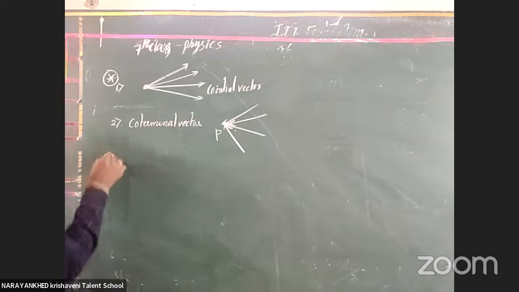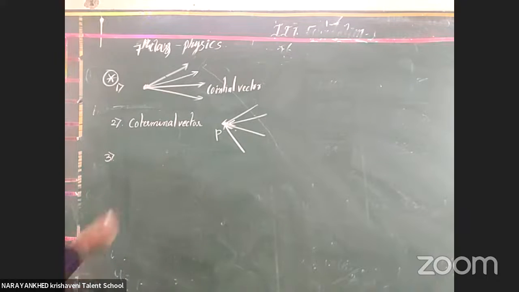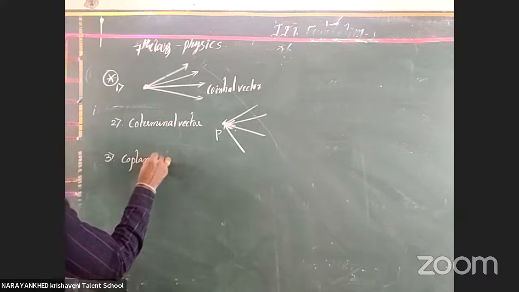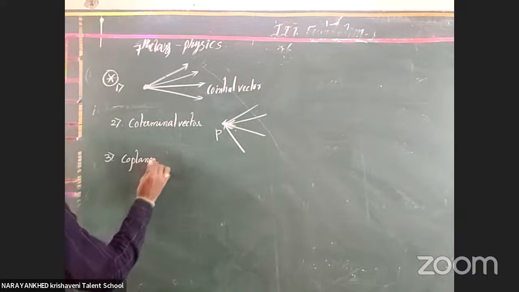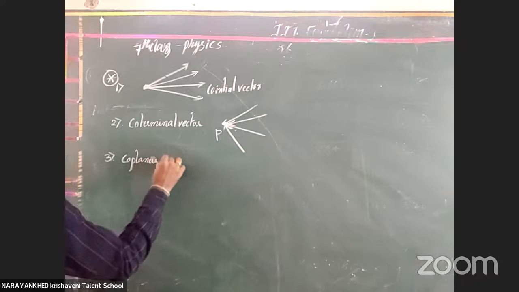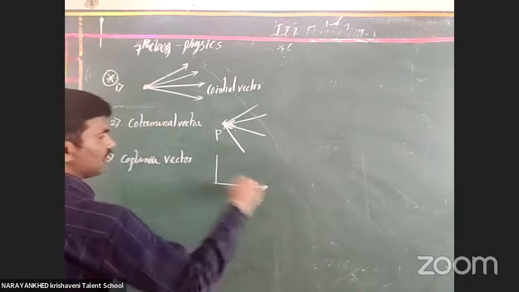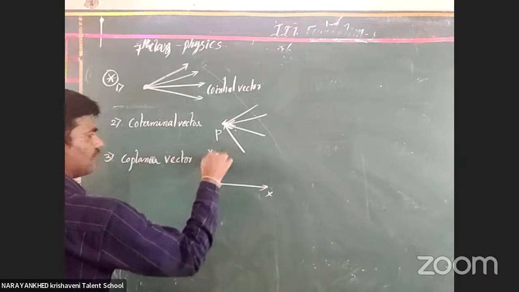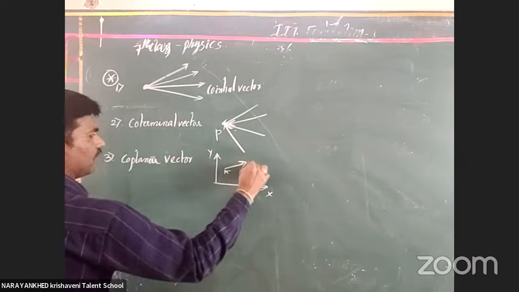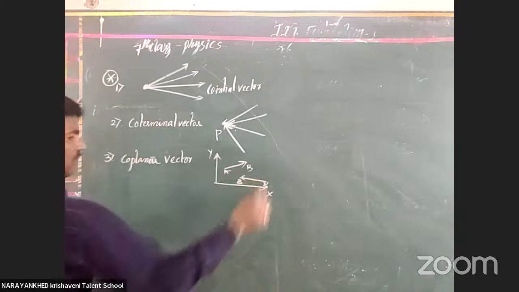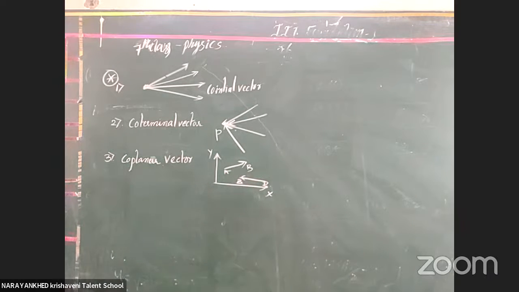And the third one we have taken is the coplanar vector. Clear or not, all the students? We already discussed coplanar vectors. Which one is called a coplanar vector? Vectors which are contained in the same plane. Suppose you take the XY plane, there is AB, and the others BC, CD. They are contained in the same plane. That is called coplanar vectors.